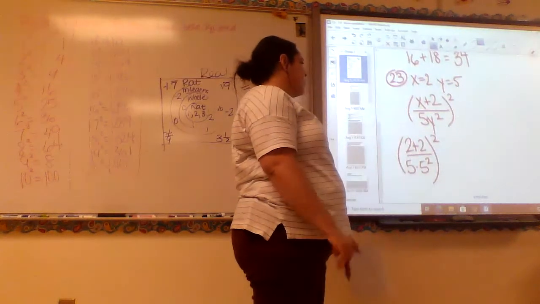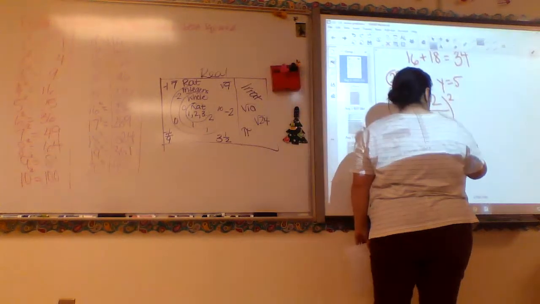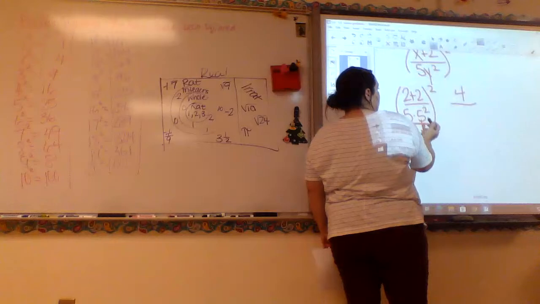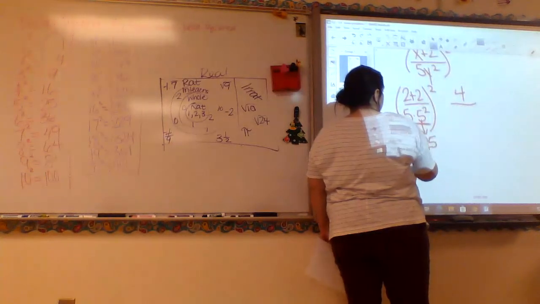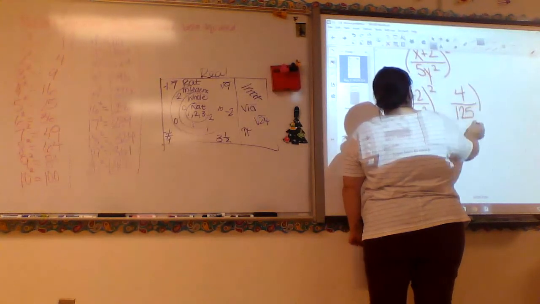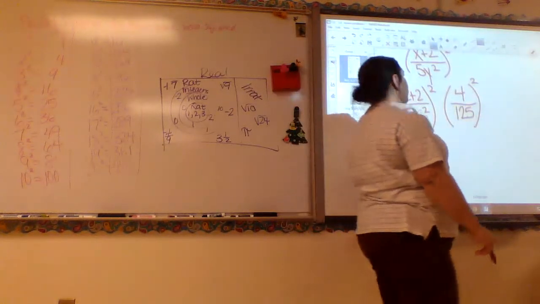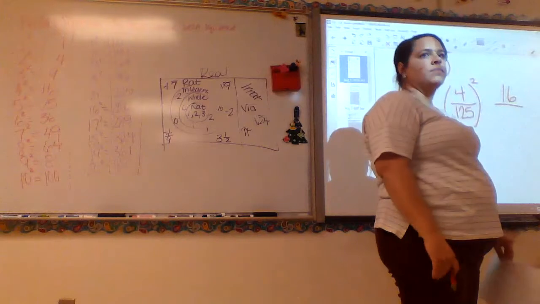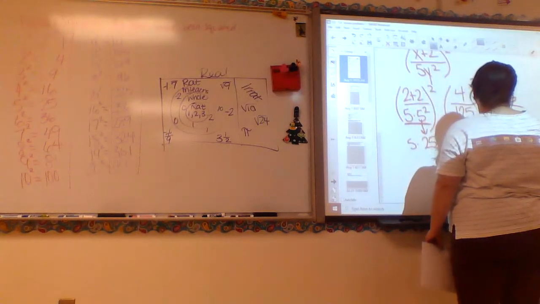Then remember we talked about it. Finish out the top. So 2 plus 2, that's 4. And then start working on the bottom here. I do exponents first before I multiply. So 5 squared is 25. And then 5 times 25 is 125. And then I will square the whole thing. So 4 squared is 16. 125 squared, I don't know. 15,625.